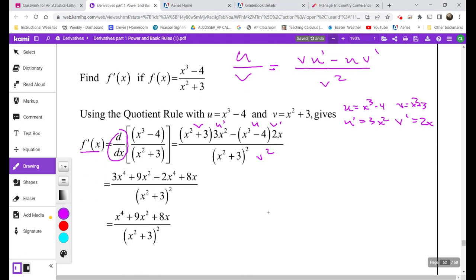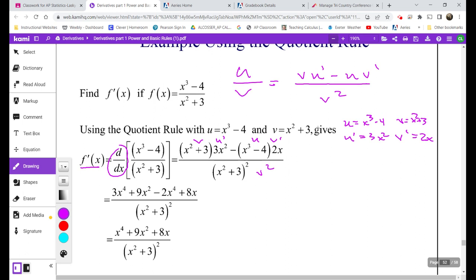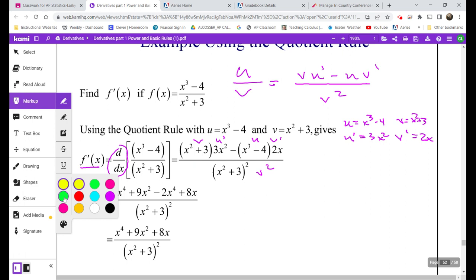And this takes a while to get used to. So then again, we do our algebra. And I'm going to change it up on you guys. We'll do green. And then we're going to take this one and distribute it in here. And we're going to take this 2x and distribute it in. And then notice, we leave this one as is.